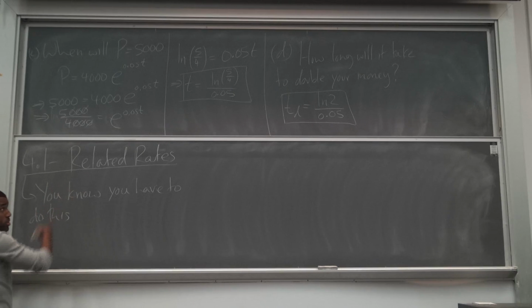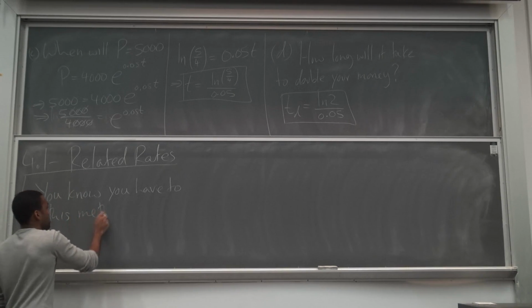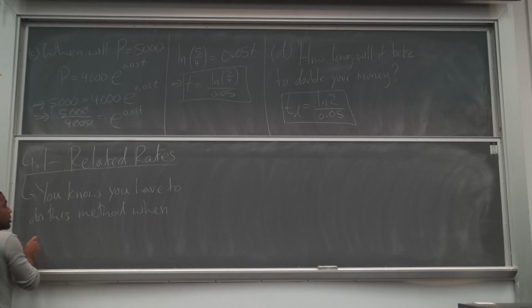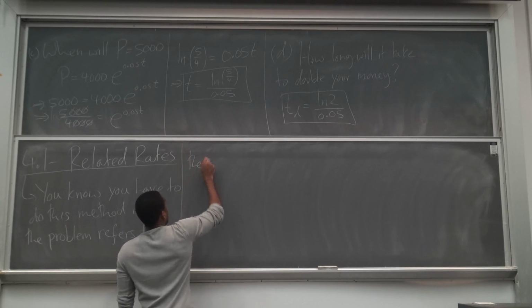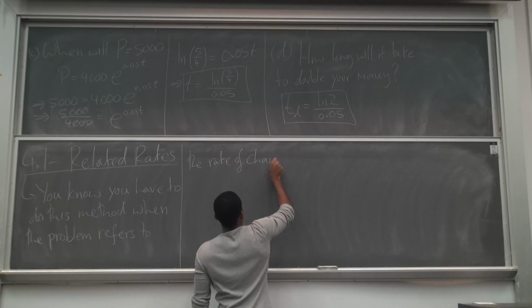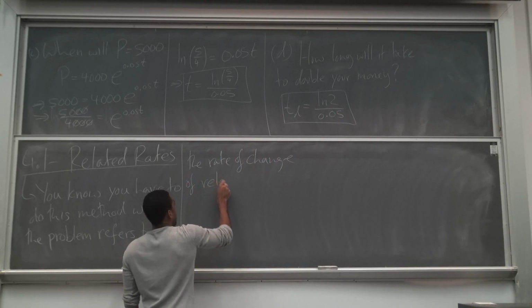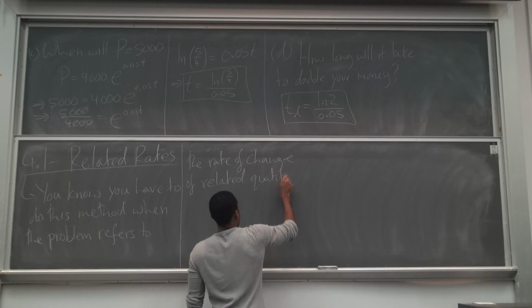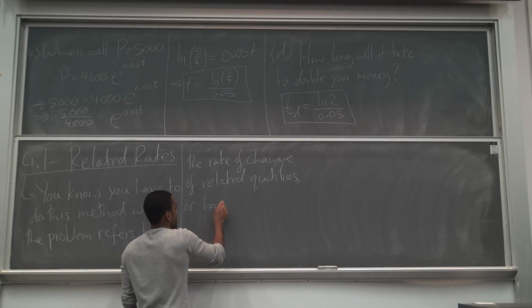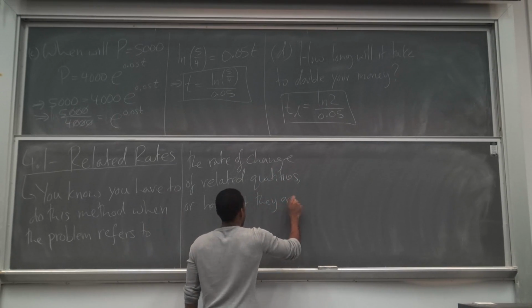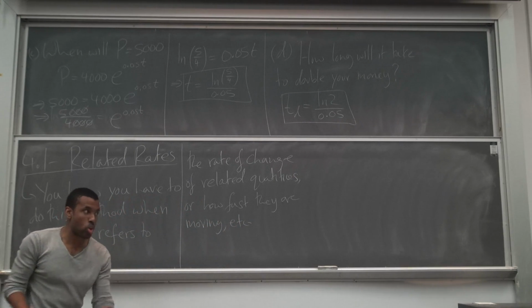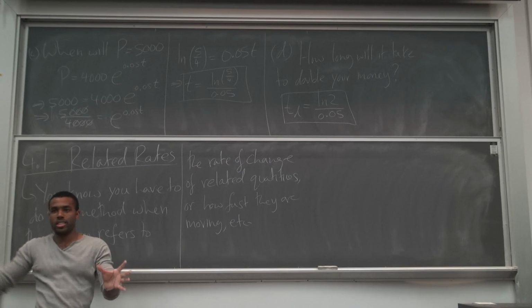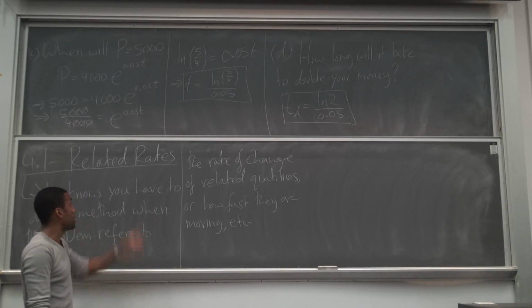Right? So you know you're faced with a related rates problem when the problem refers to the rate of change for the quantities, or how fast they're moving, etc. So there's going to be a word problem that's going to say, okay, there are these two things here. This thing is moving this fast. How fast is this thing moving? Right? Whenever you see that kind of word problem, it's a related rates word problem.